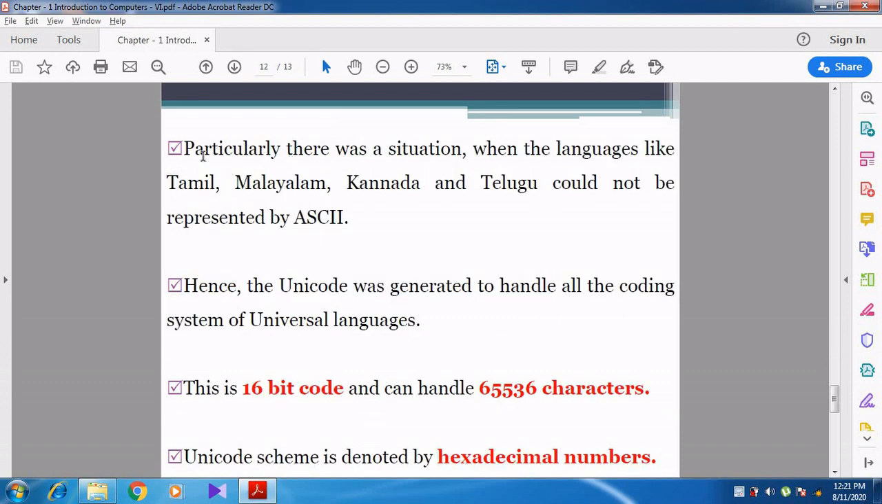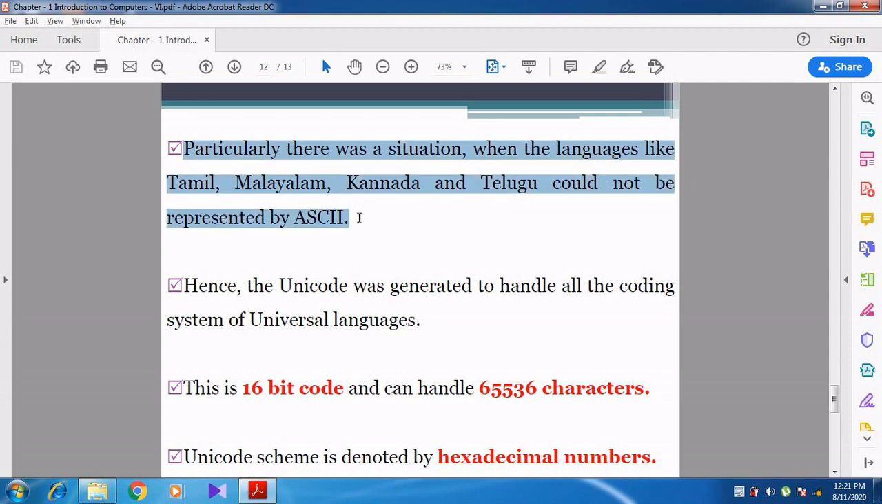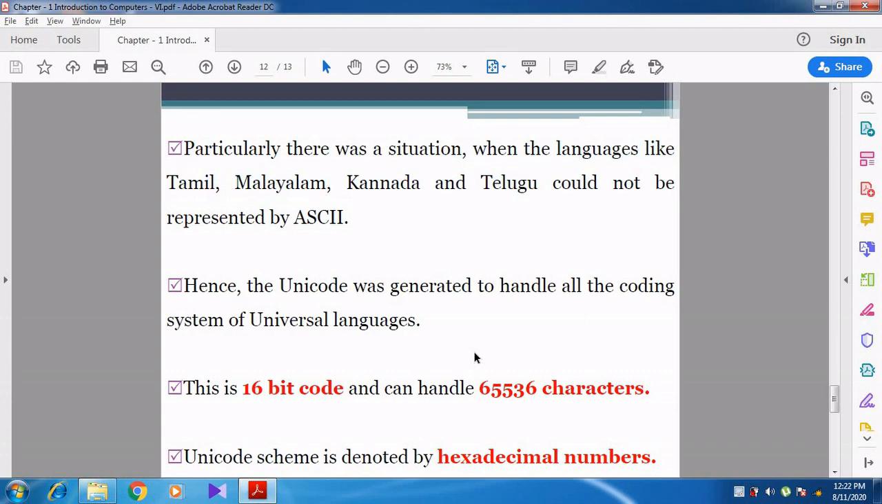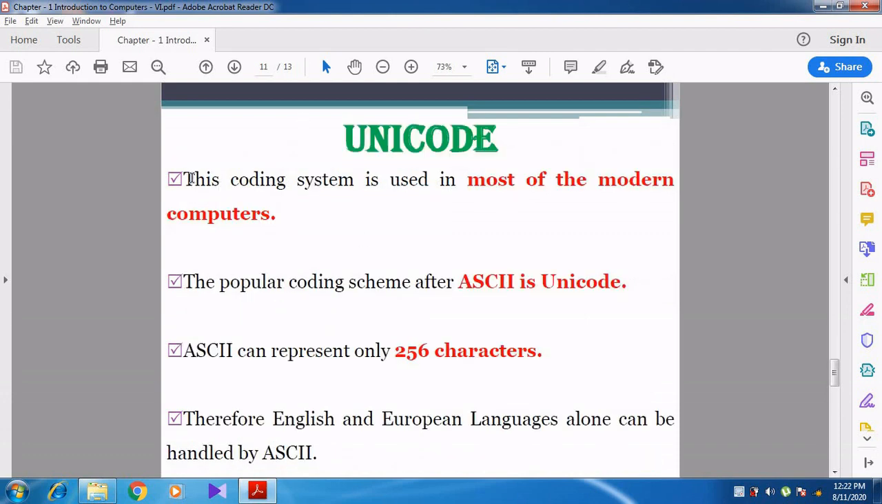Particularly there was a situation when languages like Tamil, Malayalam, Kannada and Telugu could not be represented by ASCII, but these languages are handled by the Unicode. See, this encoding system is used in most modern computers. The popular coding scheme after ASCII is Unicode. ASCII can handle only 256 characters and then it can handle only English. That is the main thing.